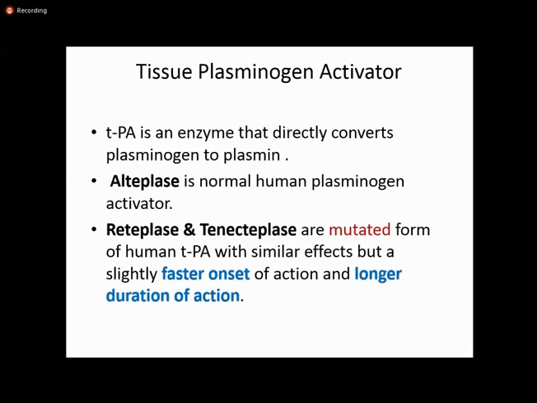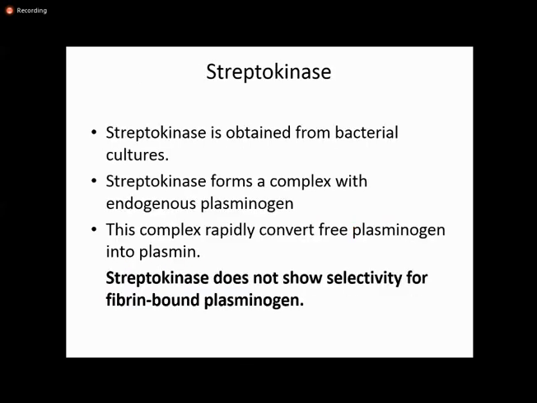Now, one by one, the examples of thrombolytic agents. Tissue plasminogen activator is an enzyme that directly converts plasminogen to plasmin. Examples: alteplase is normal human tissue plasminogen activator. Reteplase and tenecteplase are mutated forms of human tissue plasminogen activator with similar effects but a slightly faster onset of action and longer duration of action.